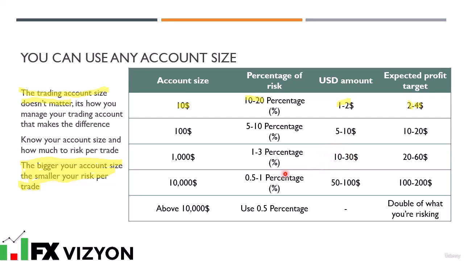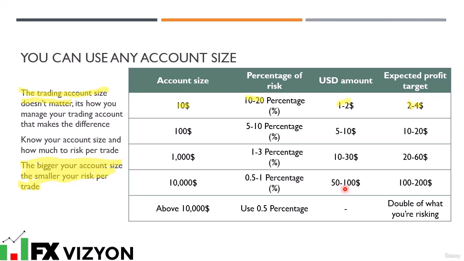If I'm trading a $10,000 account, I'm risking just 0.5%, which is $50. Even if I have 10 losing streaks, which is 50, 100, 150, 200, 250, 300, 350, 400, 450, 500, I'll be losing just $500. So I'll still have $9,500 to trade after having 10 losing streaks. While if I have 10 winning streaks, I'll have $11,000, right? So that's the bigger picture.